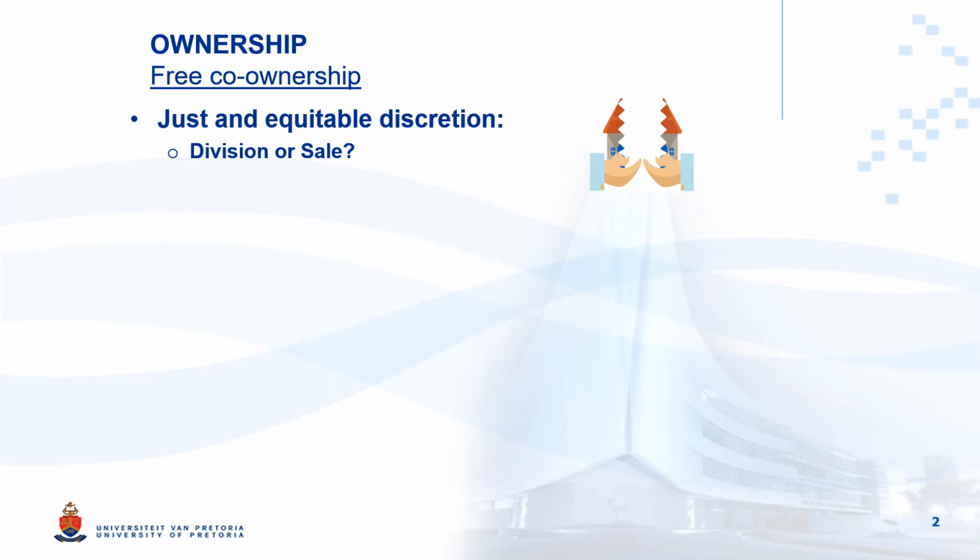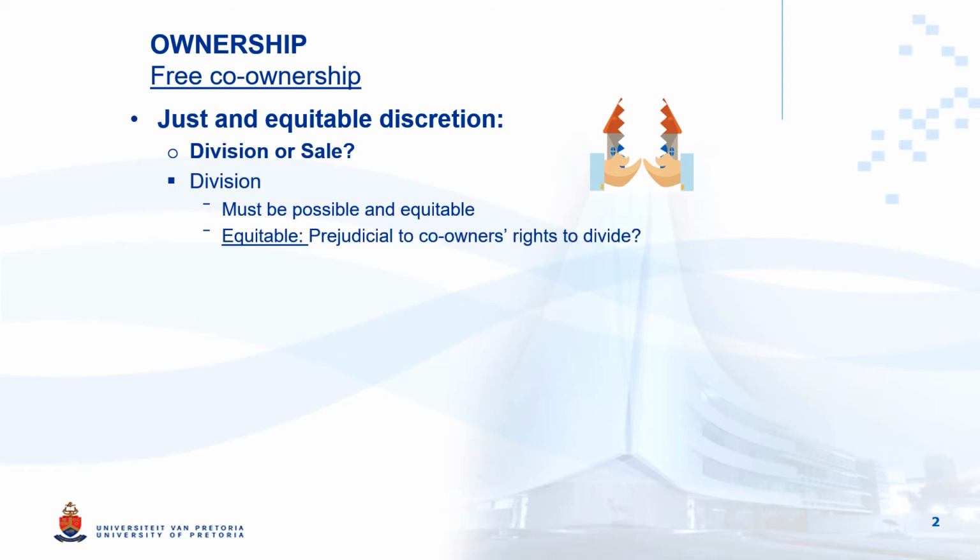Now, if division is proposed or considered by the court, the court will determine whether division of the property is, first of all, possible, and secondly, equitable. Now, it doesn't have to be in that order, though. The division would be inequitable if the division would be prejudicial to the co-owners. And here the circumstances of the case should be instructive.